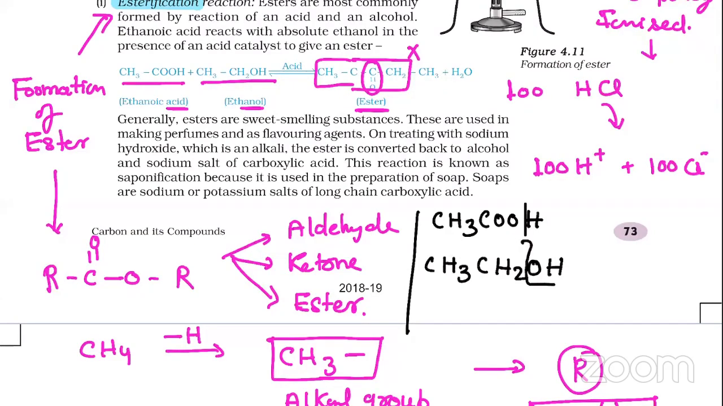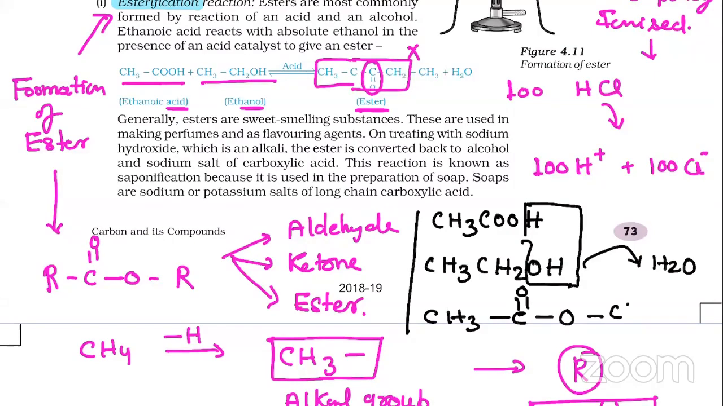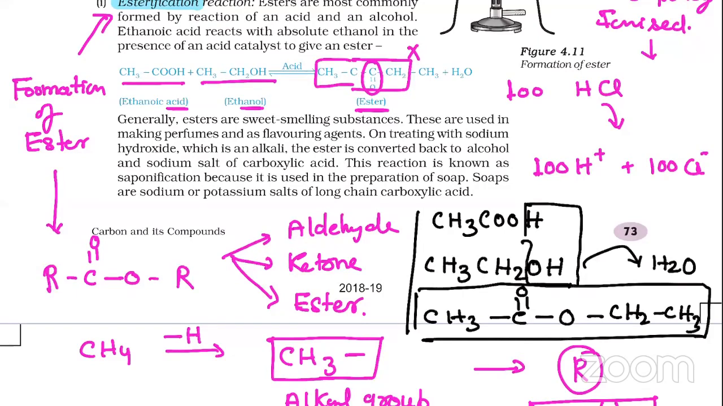and take OH from here. Okay, so this is the H2O, and the resultant, what is left, is your ester. So we can write it CH3, C double bond O, then O, CH2, CH3. This is the correct formula. Okay, please note it down. This is the correct formula for ester.